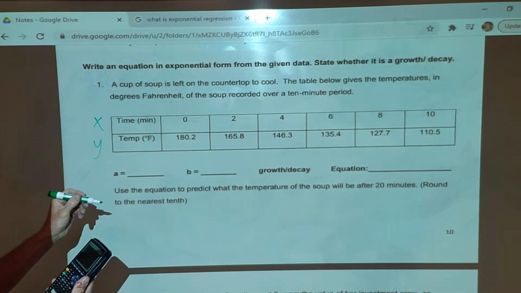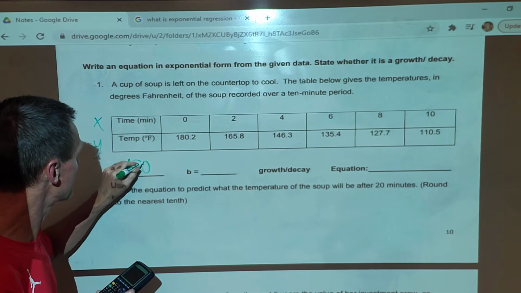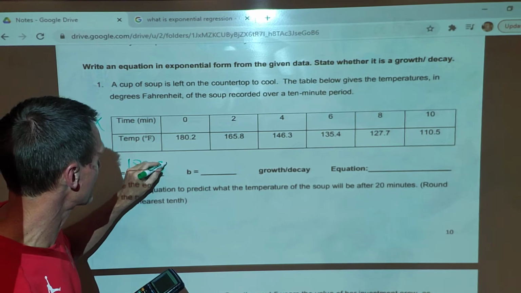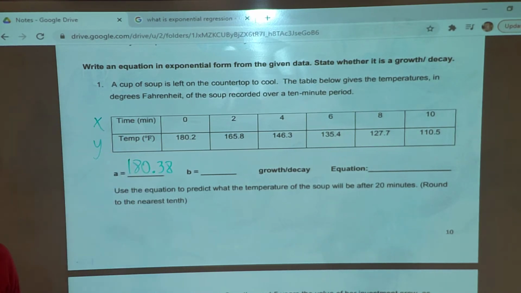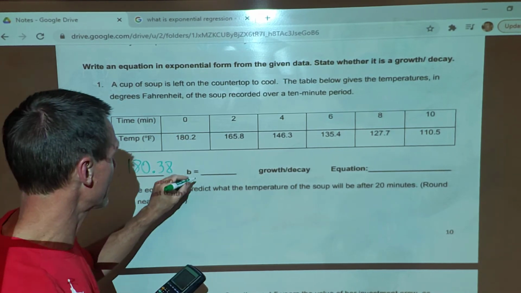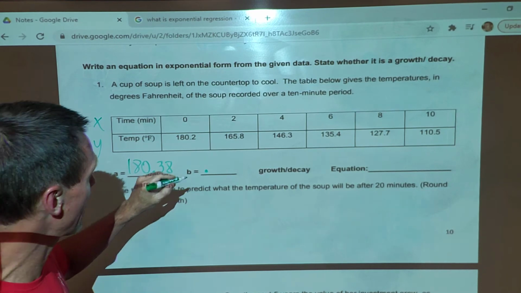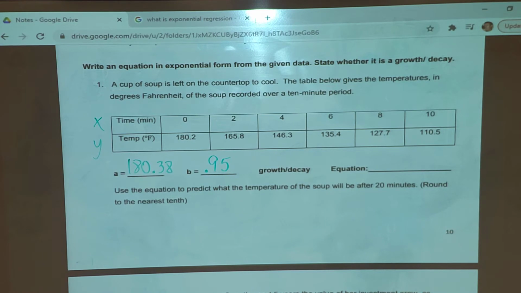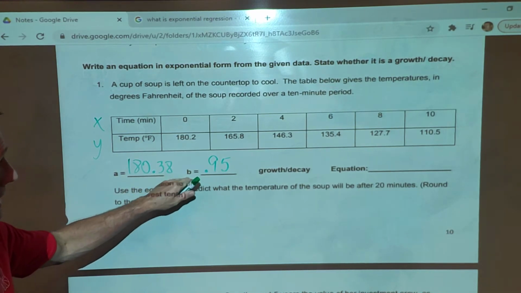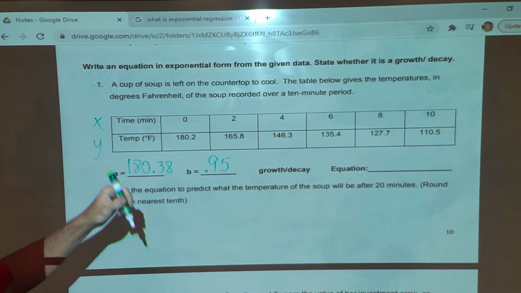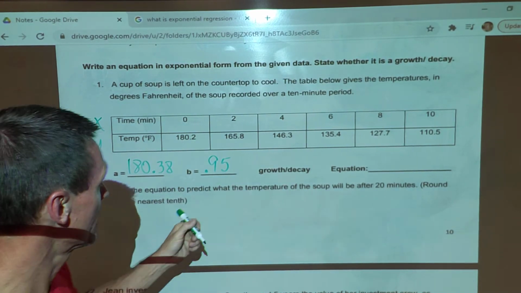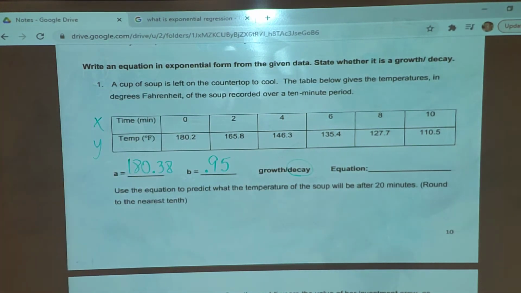So once I've hit calculate, I go to 0, and when I hit enter twice on this calculator, it gives me the value of A is 180.376. So 376 will round up to 38. The value of B is 0.953. So that 5 will remain the same. And since this value of B in this case is less than 1, anytime our value of B is less than 1, then we have decay.